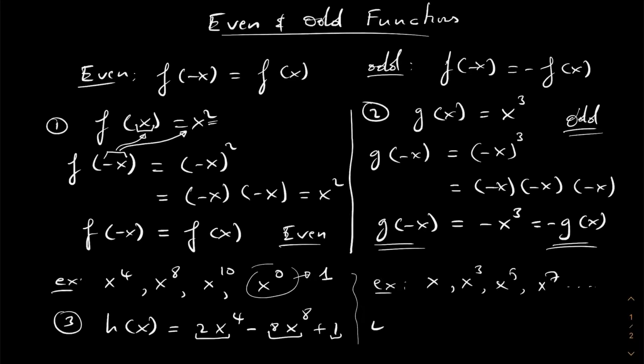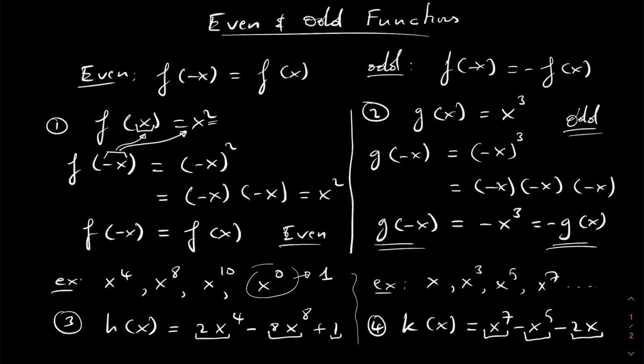Same thing with example number 4. If I give you k of x equals x to the power of 7 minus x to the power of 5 minus 2x, you could simply say that every single term here, x to the power of 7, x to the power of 5, and 2x, is an odd function, and so this entire function k of x would be odd as well.